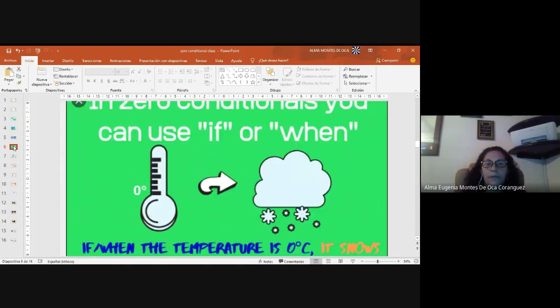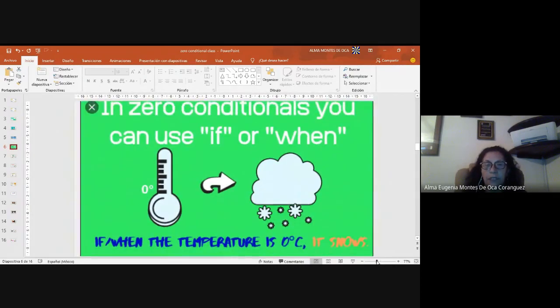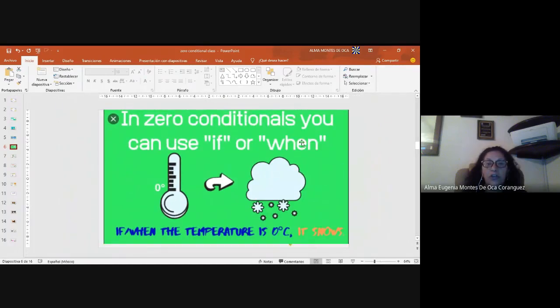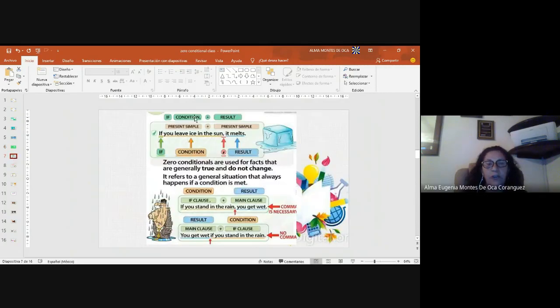Another example. In zero conditional, you can use if or when. If in Spanish is a conditional, or when, as everybody knows, is cuando. If or when the temperature is 0 degrees, it snows. You have if or when, and the sentence has the condition and the result. Another example: if plus condition, comma, plus result.